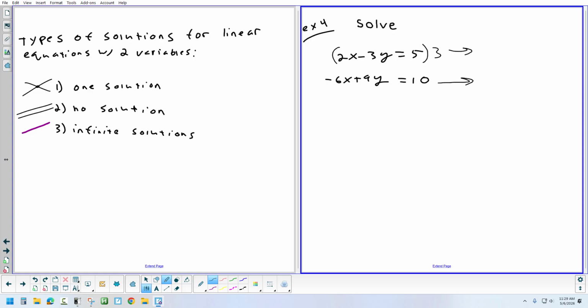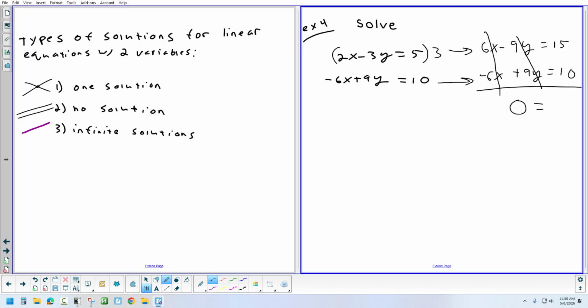Maggie, what do you get when you multiply the top equation by 3? 6x minus 9y equals 15. Okay, bottom equation, we're just copying it over. Negative 6x plus 9y equals 10. Okay, Hunter, what happens when I add up my first column? They cancel out. And Reese, my second column? They cancel out. So William, what do I have left on the left side? 0. And Aiden on the right side?